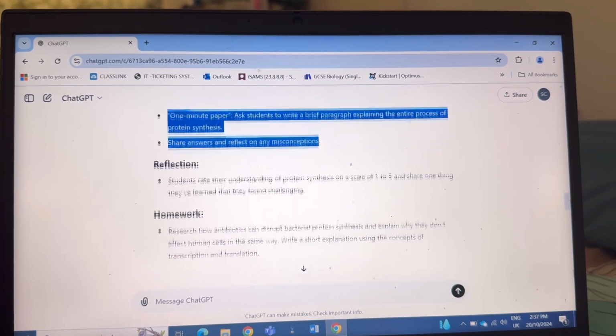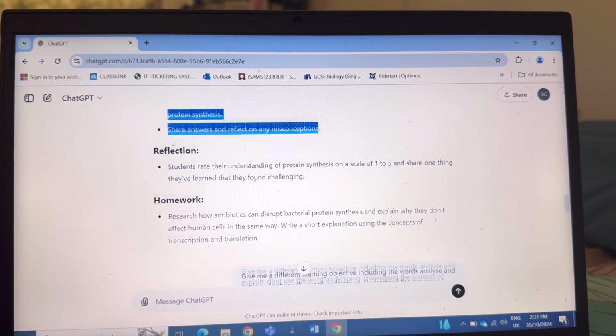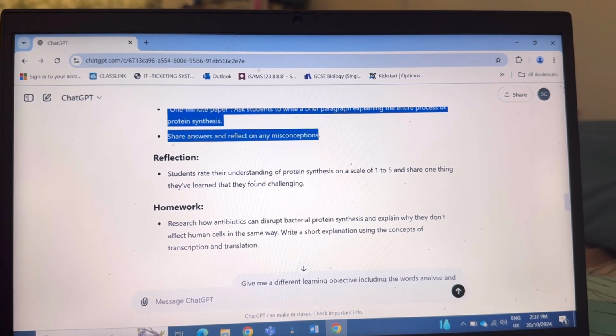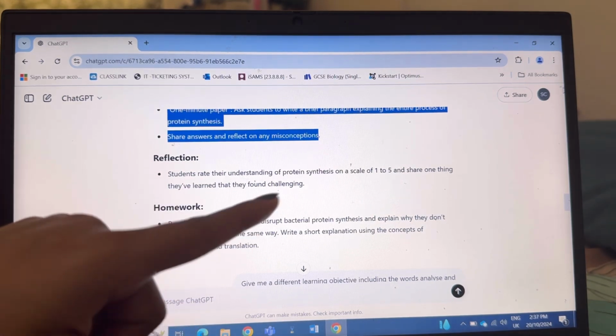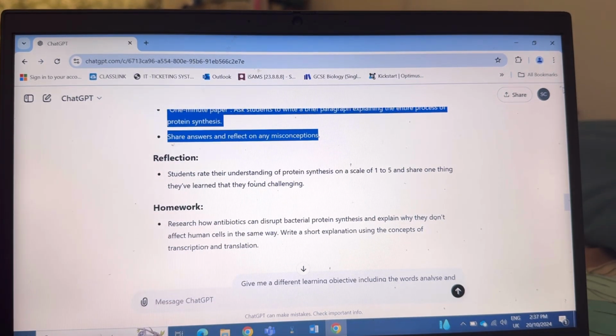Reflection. Now, reflection means once the plenary is done. Plenary means the end of the lesson, you end the lesson with the plenary. Once the plenary is done, officially the lesson is ended, but still there is something to do, which is reflection. Students rate their understanding of protein synthesis on a scale of 1 to 5 and share one thing they have learned that they found challenging. So here reflection means students will reflect once the lesson is done, like how was the lesson, what went well, what I can do better with. That's called reflection. Students self reflect.